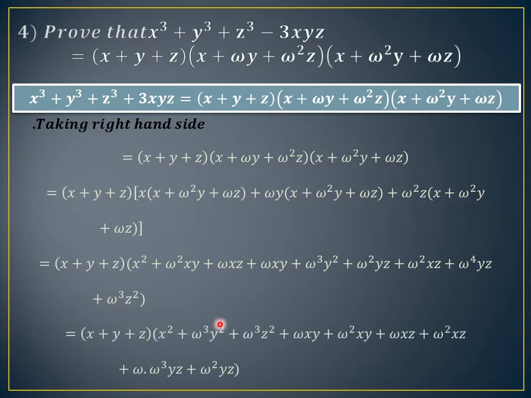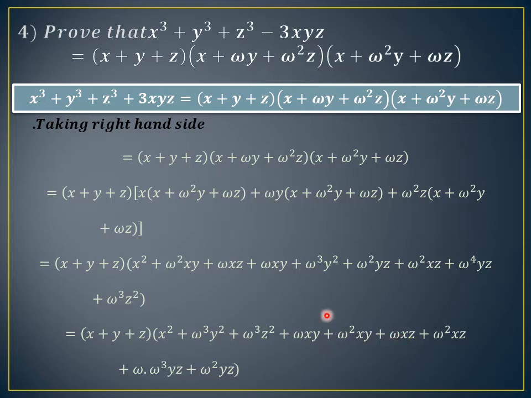In the next step, I have arranged it according to the values of x, y, and z. First of all, I have written all the squares: x square first, then y square, which is omega cube y square, then z square, which is omega cube z square. Then I have written the values of xy. This is omega xy, and then we have another xy, which is omega square xy. They will be written together because they are like terms. The definition of like terms is that their variables are the same. We have the same variable xy, so I have written it together.